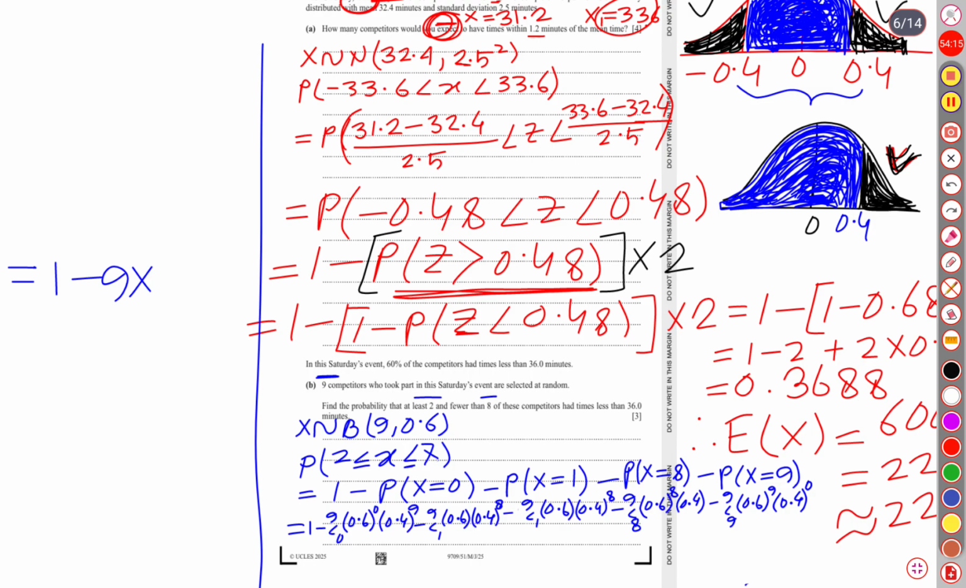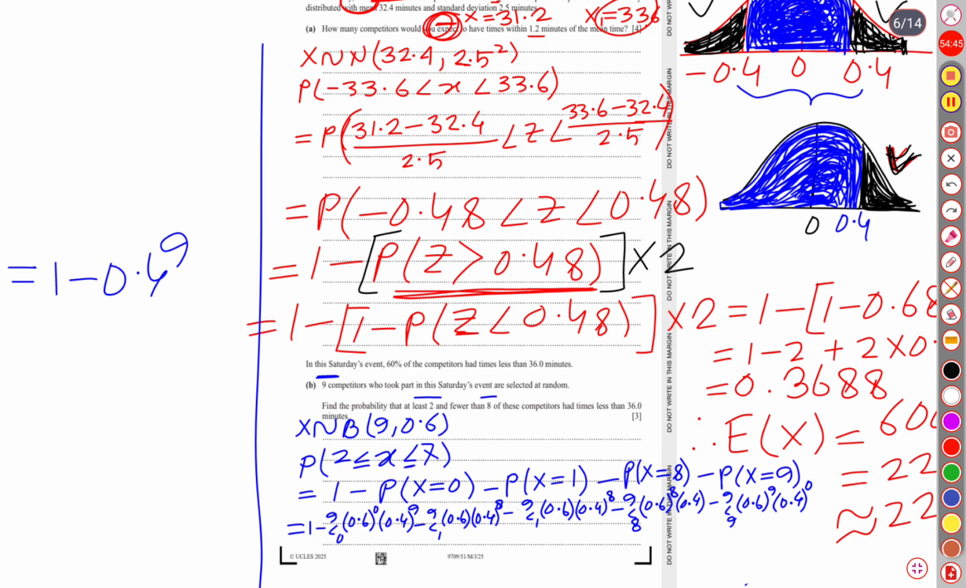Sorry, 9 choose 0 is actually 1. Out of 9 people, if we choose no people, then there is only one way to choose no one. So it is going to be 1 minus 0.4 raised to 9, that is the second one.